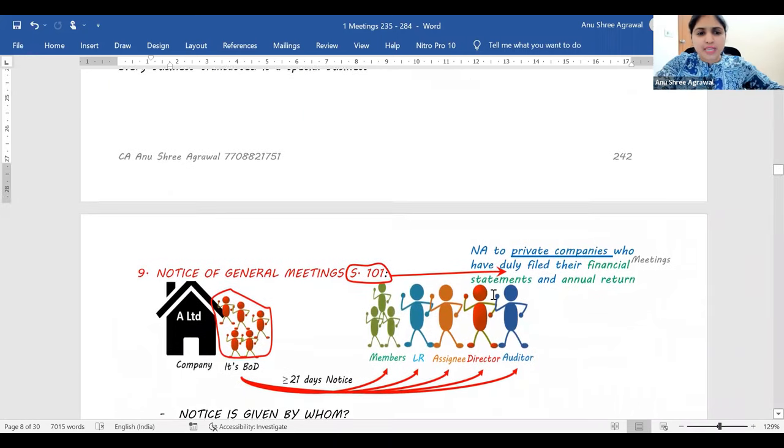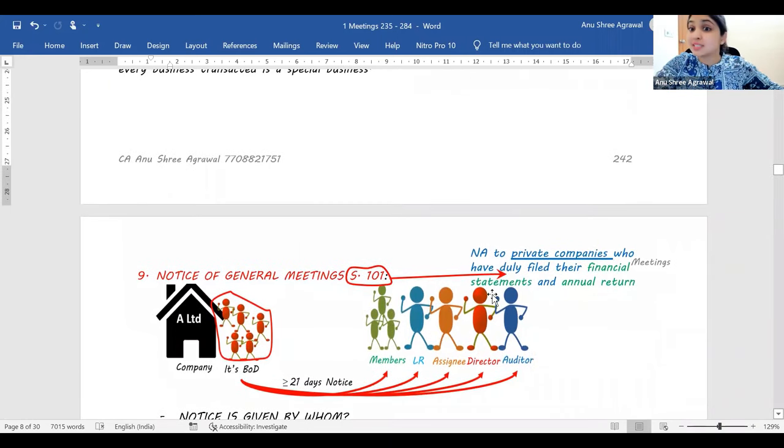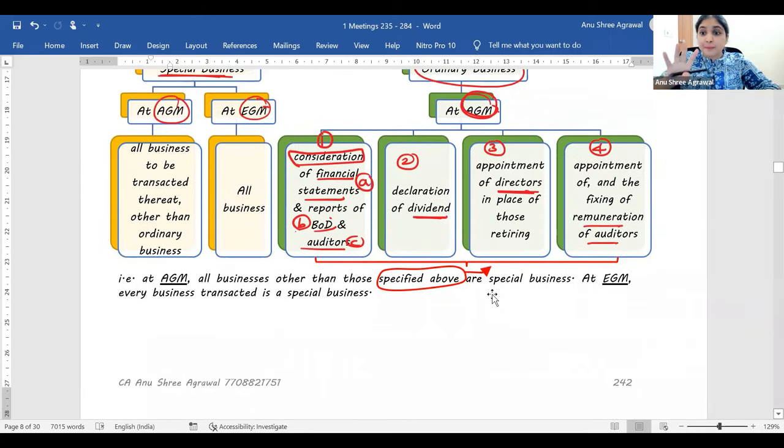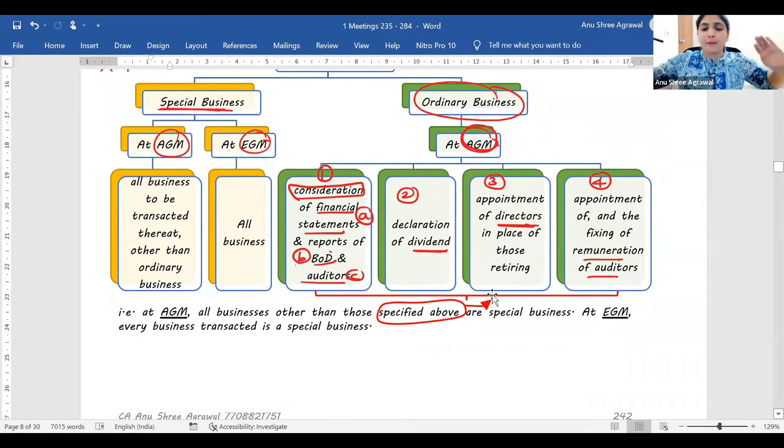One last time without seeing, what are the ordinary businesses? The first one is consideration of financial statements, board report, auditor's report. Number two, declaration of dividend. Number three, appointment of directors. Number four, appointment of auditors and fixing their remuneration. These four are ordinary businesses. Apart from this, everything else will be special business.